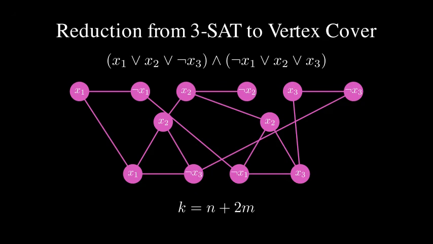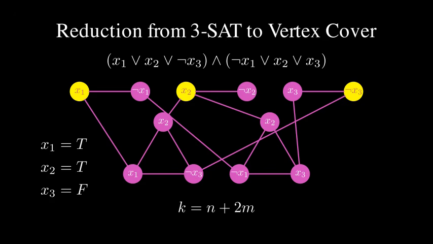Suppose that the 3-SAT instance is satisfiable. For each variable, add the variable in the variable pair if it is set to true, and add its negation if it is set to false. Since the 3-SAT instance is satisfiable, at least one literal in each clause is true.